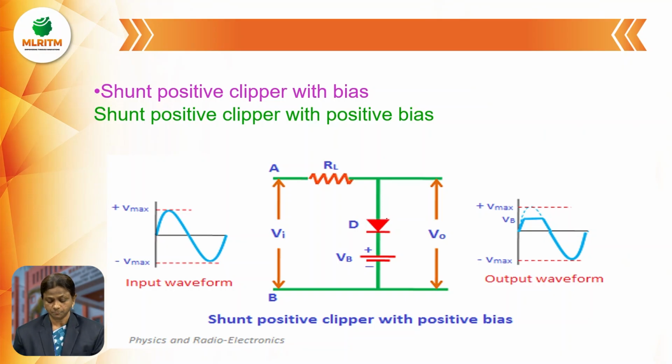Now diode D is in reverse bias due to VI. Next, due to VB, what happens? The positive terminal of VB is connected to the cathode of diode D. This is positive, this is negative. So diode D is in reverse bias. Due to VB also, diode D is in reverse bias.